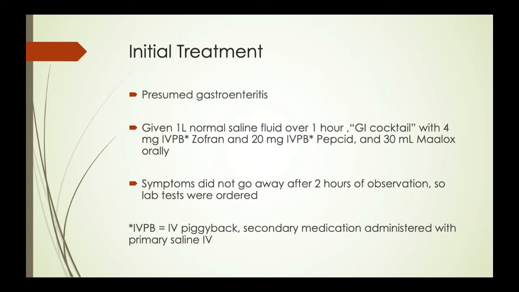The patient was initially diagnosed with gastroenteritis. So, as treatment, he was given 1 liter of normal saline fluid over 1 hour, a GI cocktail which consisted of 4 milligrams of Zofran and 20 milligrams of Pepcid, as well as 30 milliliters of Maalox orally. However, his symptoms did not go away after 2 hours, so additional lab tests were ordered.